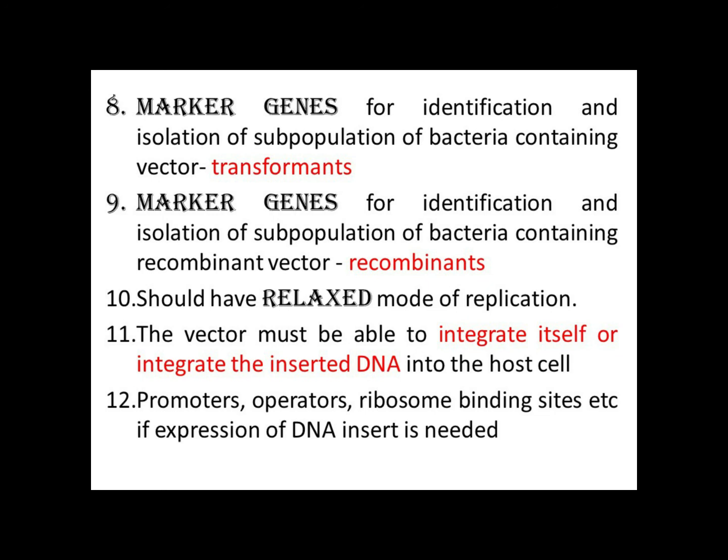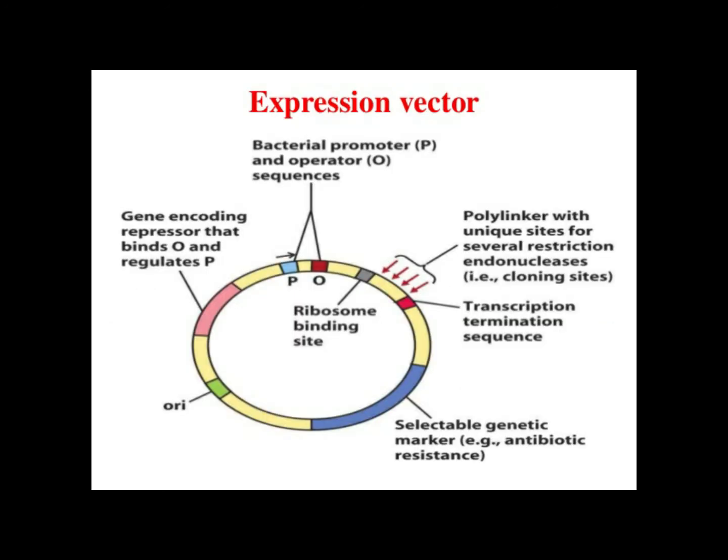But suppose we want the expression of the foreign gene to take place inside the host cell. Suppose we are inserting the human insulin gene into the bacterial host cell. We want the human gene to produce insulin inside the bacterial cell, then that is what is called gene expression. We want the foreign DNA to express inside the host cell. So for that, the machinery required for expression of the foreign gene in the host cell should also be there. That means it should have certain sequences like promoters, operators, ribosome binding sites, etc. so that the foreign DNA inserted is expressed inside the host cell. So these are the various properties of a cloning vector.